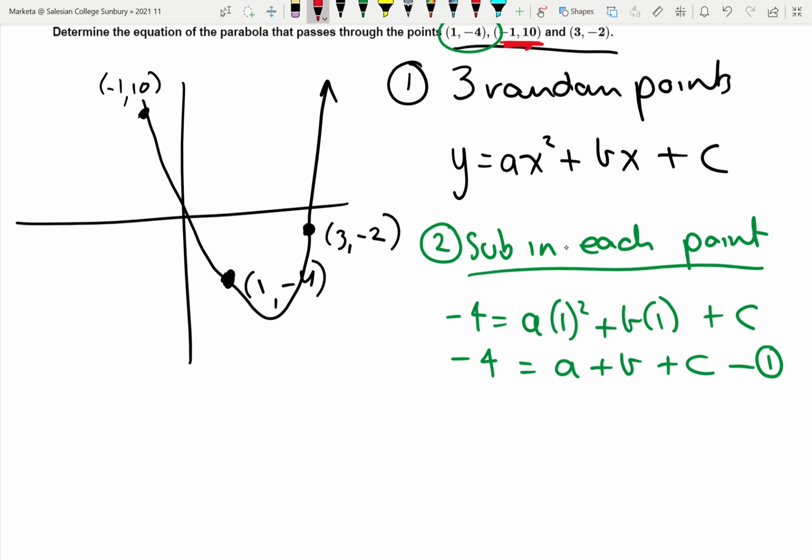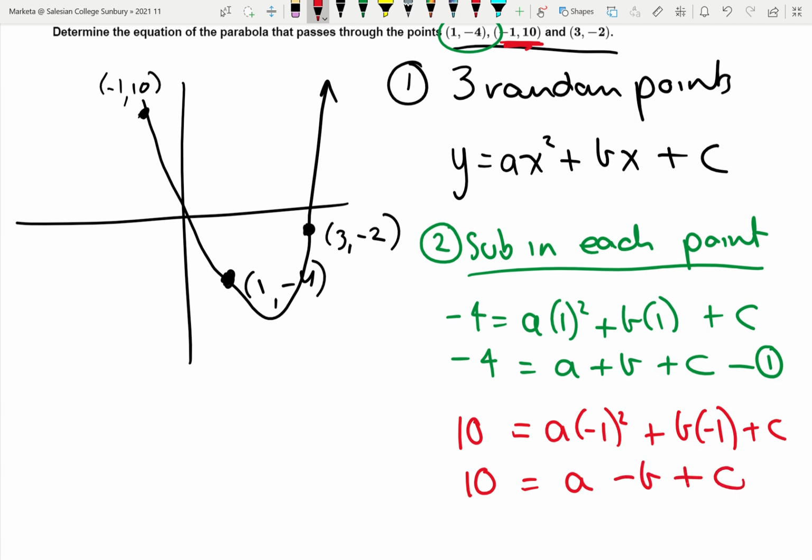So the next one, it's -1, 10. So y is 10. So that gives us 10 equals a, -1 squared is still 1, so a minus b plus c. So this can be our equation 2. Again, label it if you want. No need to if you don't.